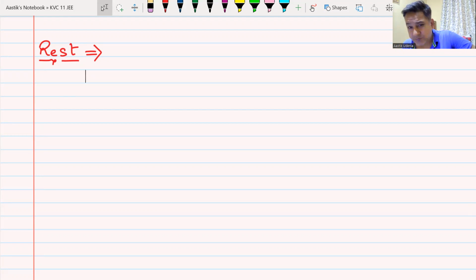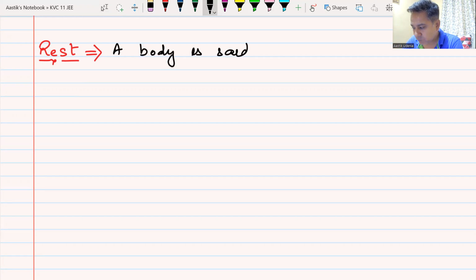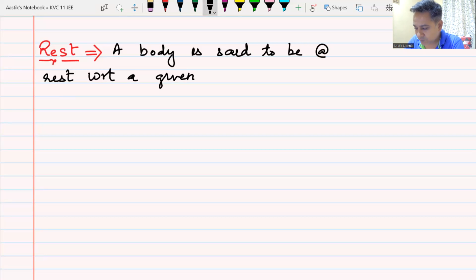That means you have missed the most important aspect. Unit: what you have compared it with. When you are saying rest, with reference to what are you saying it is at rest? That is the most important aspect, the reference frame. So, how do you define rest in the complete way? A body is said to be at rest with respect to a given RF.